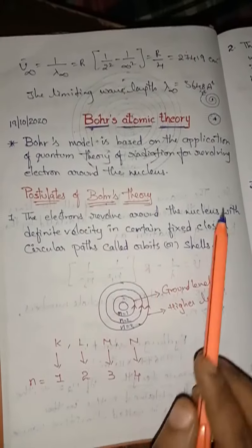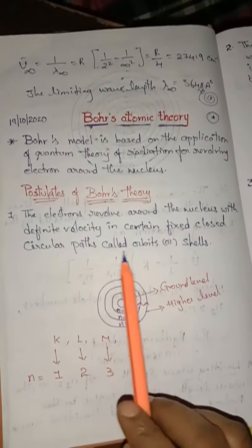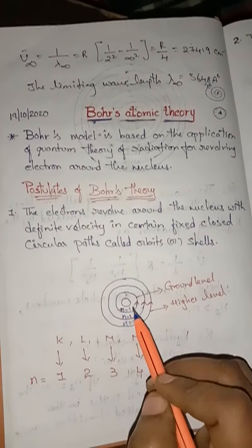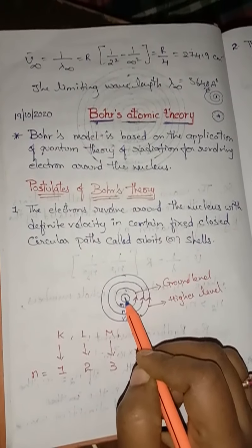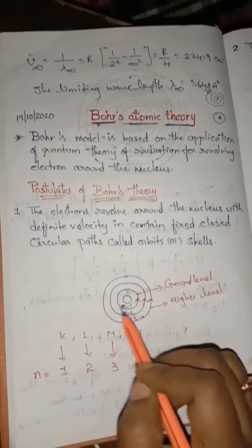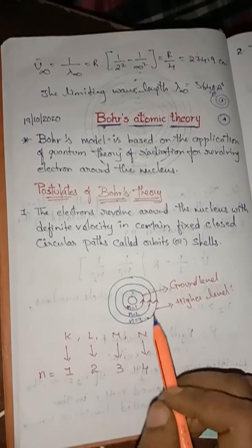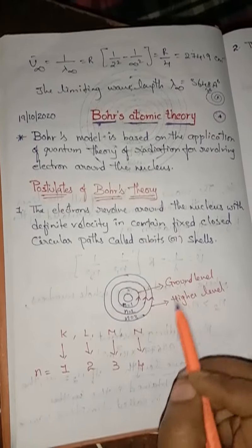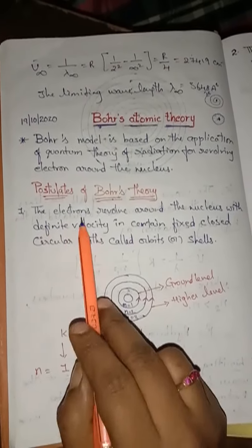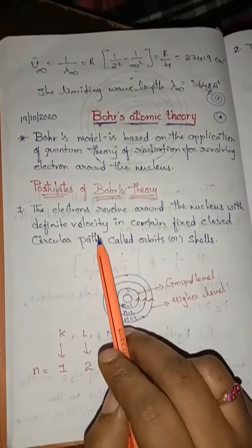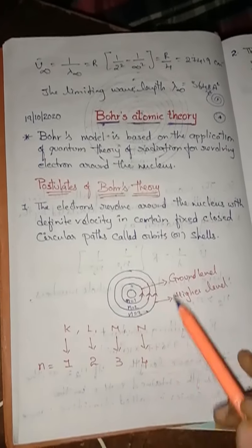The electron revolves around the nucleus with definite velocity in certain fixed closed circular paths called orbits. Look here, this is an atom structure. The center will be a nucleus, and each circular path has a certain amount of energy. The first level is called the ground level and the last level is called the higher level. According to the first postulate, the electron revolves around the nucleus with a definite velocity in certain fixed closed circular paths called orbits.